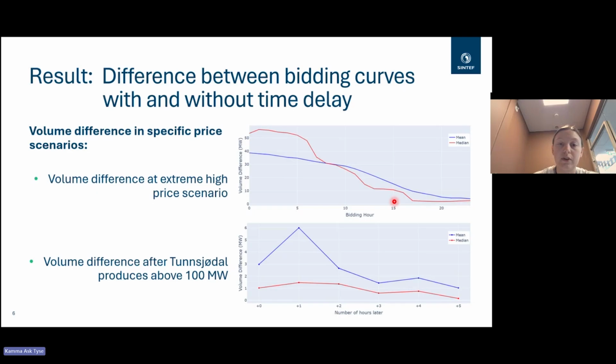And we also looked at the difference in bid volume at the specific price points that represent scenarios where Tyse, the biggest plant in the watercourse, starts to produce above 100 megawatts sometime during the bidding day. And then this plot shows that the volume difference increases for the first 2 hours after Tyse starts to produce.